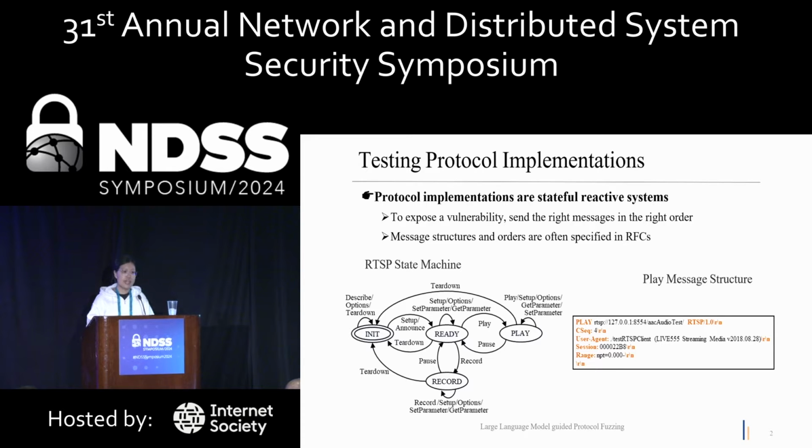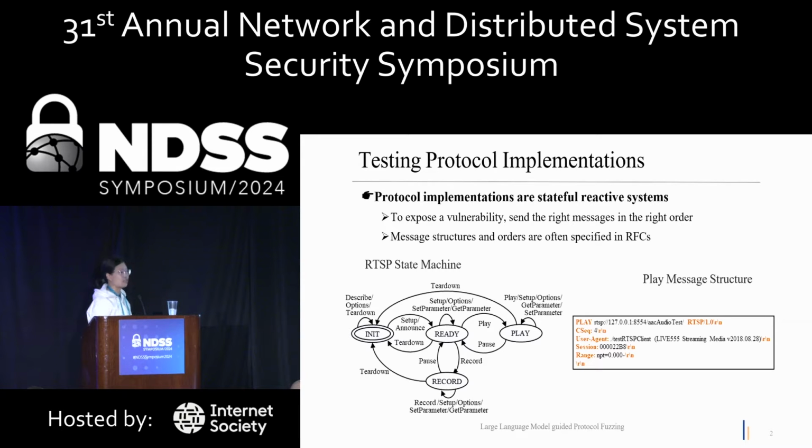This is because network protocols are often implemented as stateful, reactive systems. In such systems, if a bug only happens in a specific state, to reach this state we need to send the right messages in the right order. Let's see an example for the RTSP protocol. This is the state machine for RTSP. If one bug happens in the play state, we first need to send the right message order, for example, the setup message and then the play message, to make the server reach the play state. And then we have the chance to expose this bug.